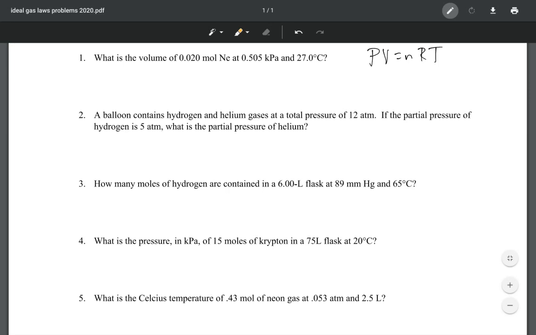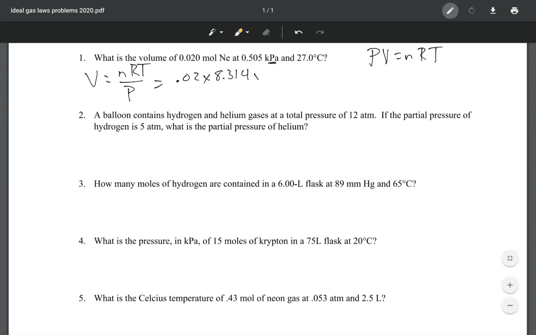So in problem number 1, we're trying to find volume. If we rearrange this equation, volume equals nRT over P. So we just plug in the numbers. N is moles, which is 0.02 moles. Then we need the gas constant. Since our pressure is given in kilopascals, we need the gas constant in kilopascals, which is on page 1 of your reference tables, which is 8.314 liters kilopascals per mole Kelvin.